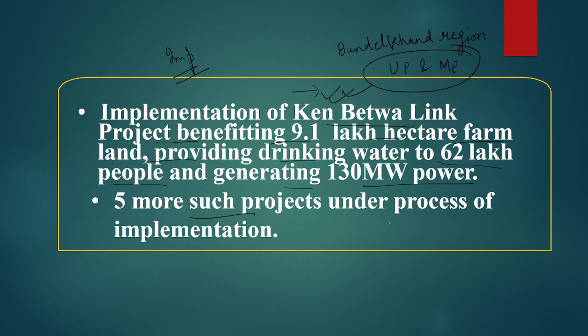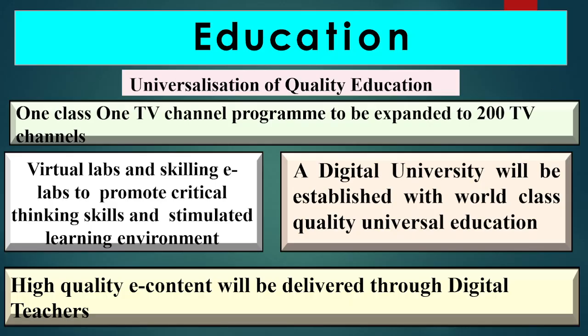5 more such projects are under process of implementation. In this Ken-Betwa Link project, around 1400 crore outlay would be there. 1400 crore outlay for implementation of the Ken-Betwa Link project would be given. This is the allocation, and 9.08 lakh hectares of farmland to receive irrigation benefits of this Ken-Betwa Link project.